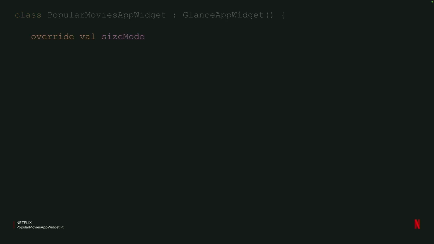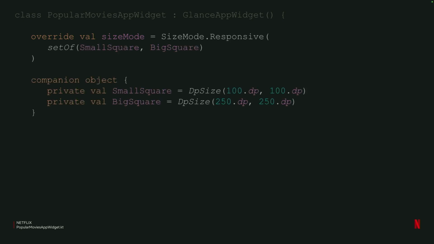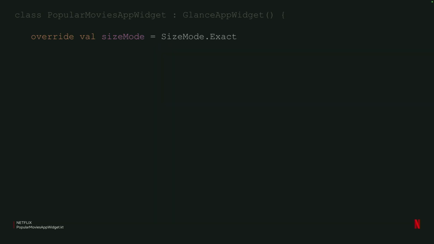Then we'll have to override the size mode. The size mode only has 3 possible values. Single is essentially the default mode. Single means it'll be a fixed size. You should only use it when you have a fixed size, and the content does not change if you resize it. So it's pretty straightforward. Responsive is the next one. This is when you define a set of different sizes that you want your widgets to be. And the one that we're going to use today is exact. This is similar to using match parent in XML or fillMaxSize in Jetpack Compose.